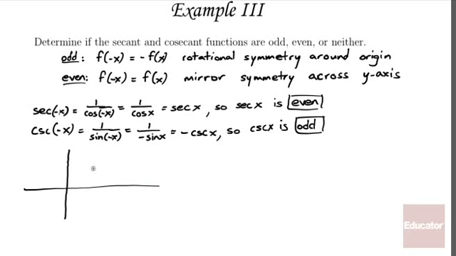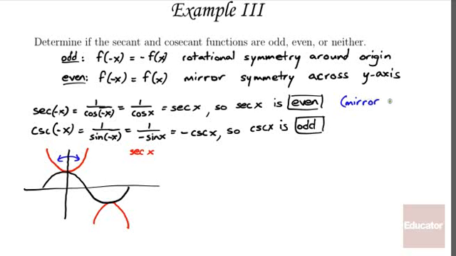So secant, remember, let me draw cosine. Secant is 1 over cosine, so that was the one that looked like this. So that's secant x in red there. And if you look, it has mirror symmetry across the y-axis, which checks that secant of x is really an even function.